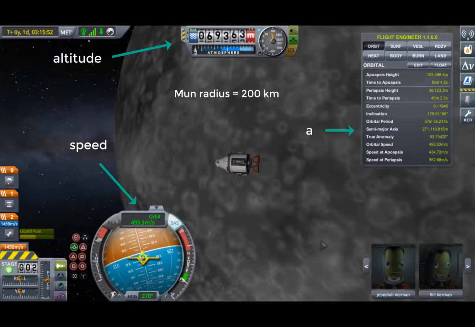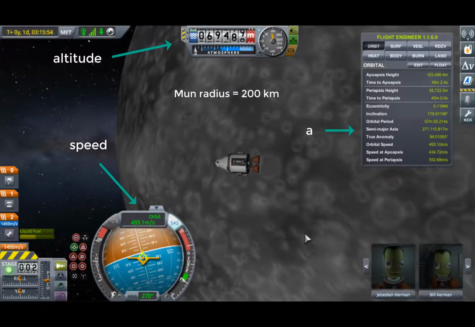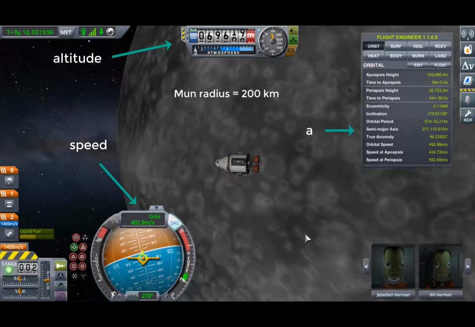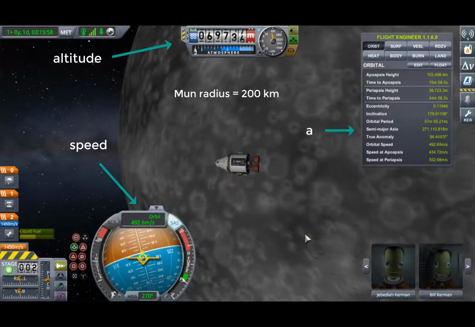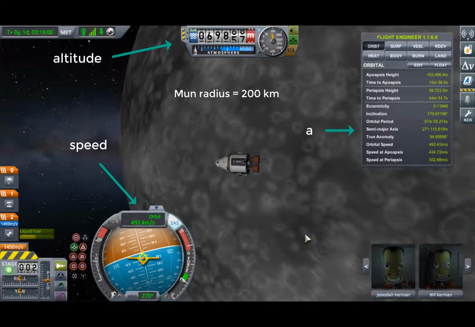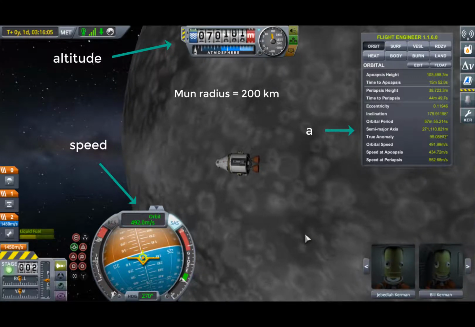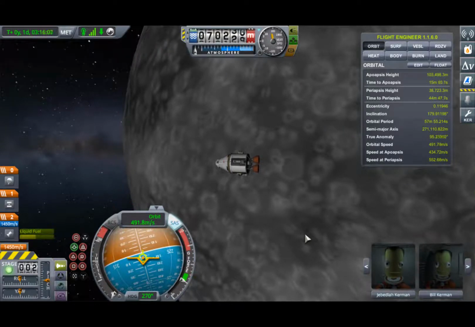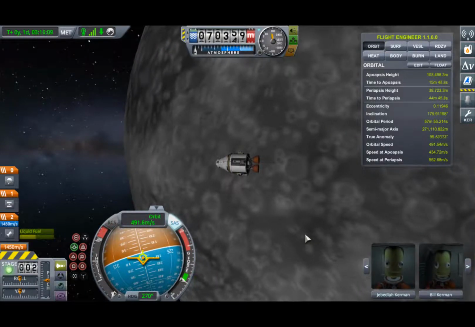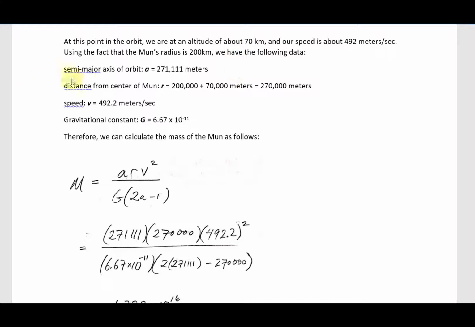At this point in the orbit, we are at an altitude of about 70 kilometers, and our speed is approaching 492 meters per second. Using the fact that the Mun's radius is 200 kilometers, we have the following data. The semi-major axis of the orbit, that's a, is about 271,111 meters.